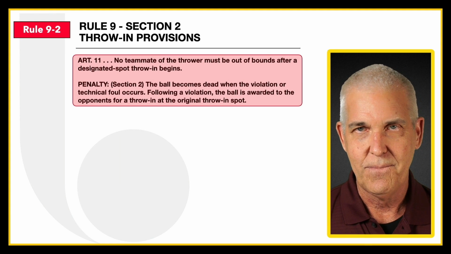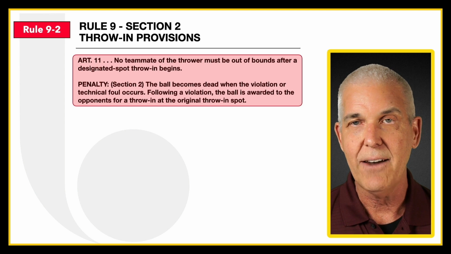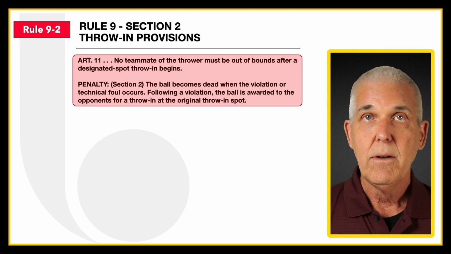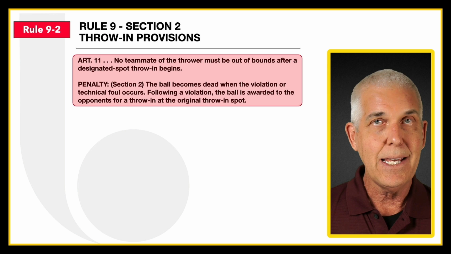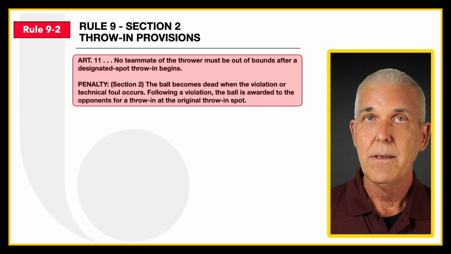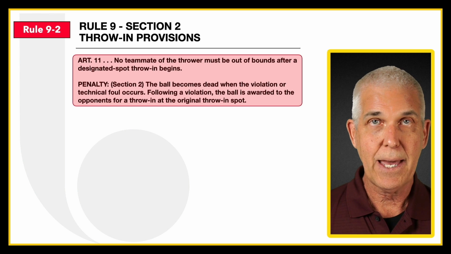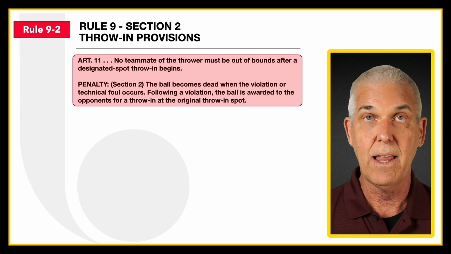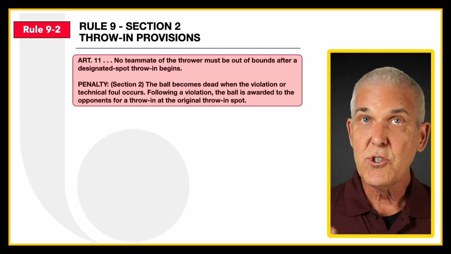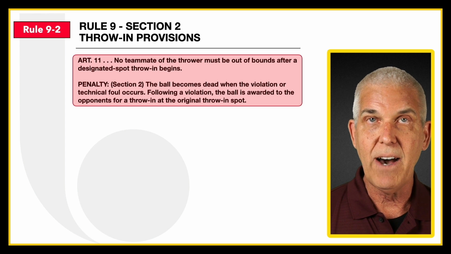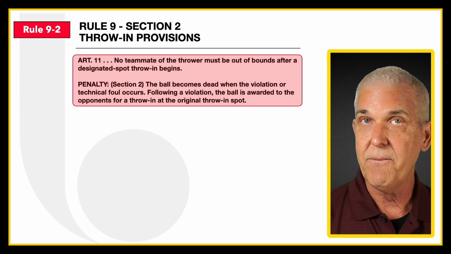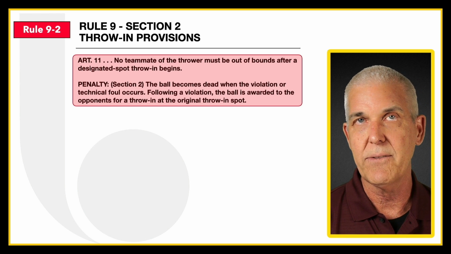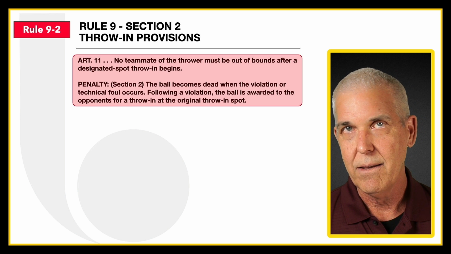And Article 11, no teammate of the thrower must be out of bounds after a designated throw-in begins. So once the ball is at the disposal of the thrower, a teammate of the thrower may not step out of bounds. Stepping out of bounds would be stepping on the line or the area outside that line. There's no restriction on a teammate of the thrower penetrating the plane and violating that fashion, but there would be a penalty if the ball was released on a throw-in and was contacted by the teammate of the thrower outside the court.